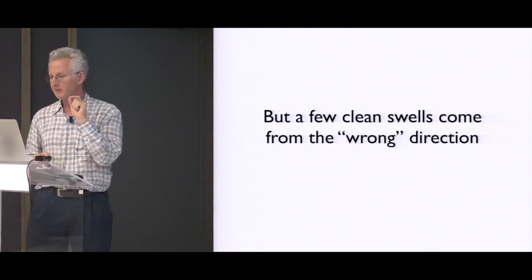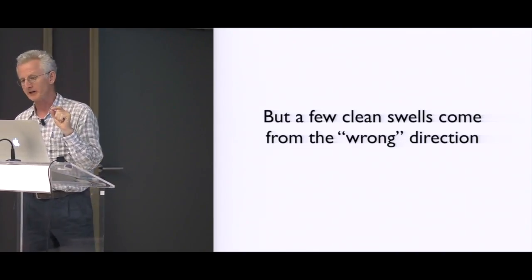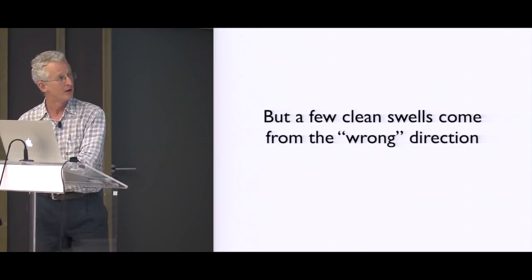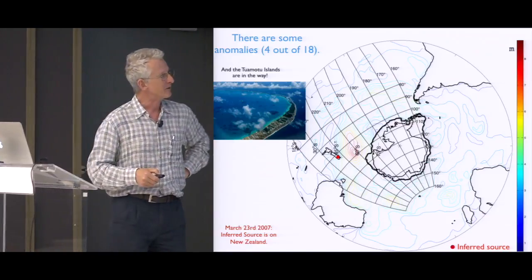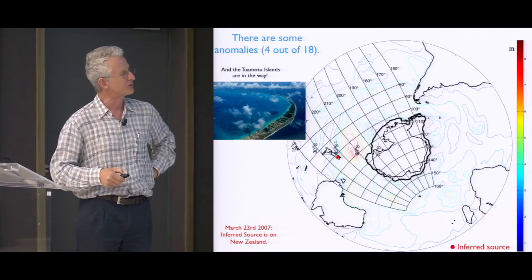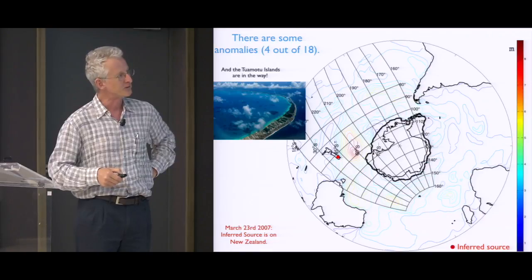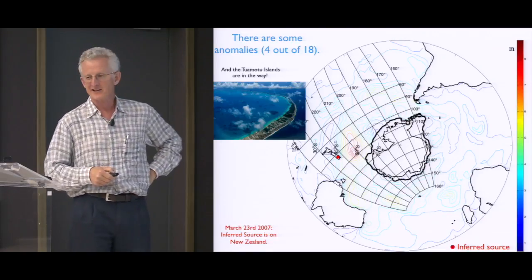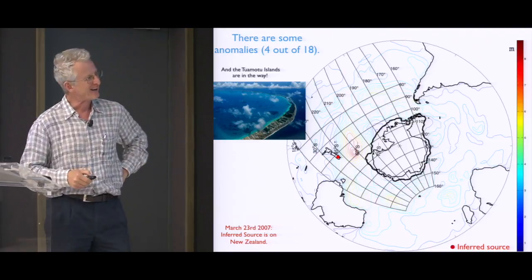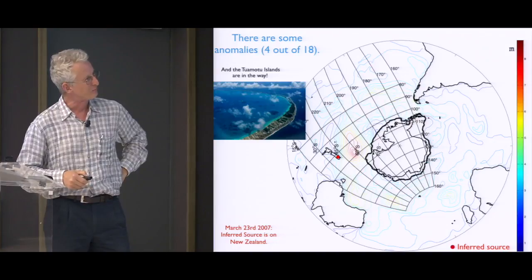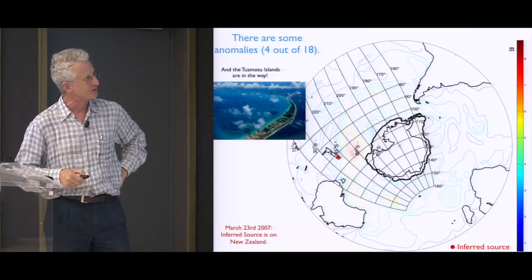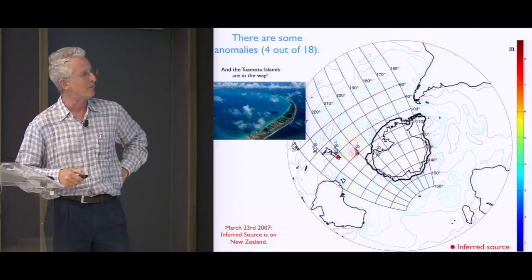Much better agreement than Monk and co. found 40 years before. But there are a few anomalies. So here's one, where the storm apparently was on New Zealand, which is always a problem, actually, especially if you're an Australian. And the storm was over here, okay? So this is the sort of problem that Monk and co. had seen 60 years earlier, where there was a fairly substantial distance between the inferred source and where the source actually is on the weather map, okay?